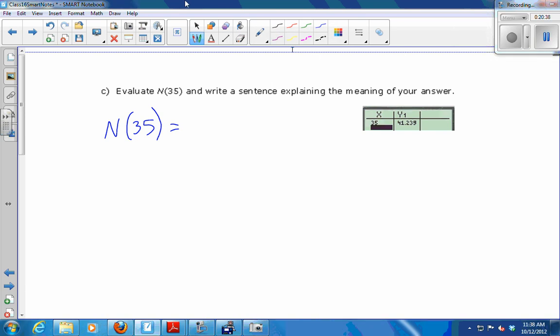So N of 35 is 41.239. Now to write a sentence explaining the meaning, you have to remember that 35 is an X value and 41.239 is a Y value. And what do X and Y represent in this problem? X represents speed. So this is a speed. And Y is representing number of cars.